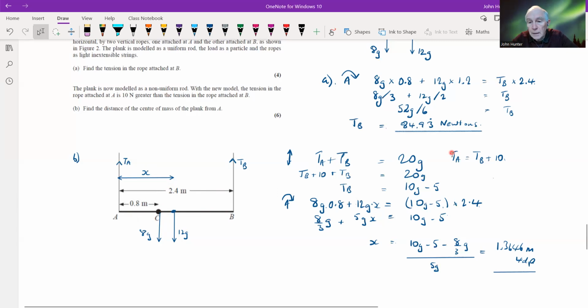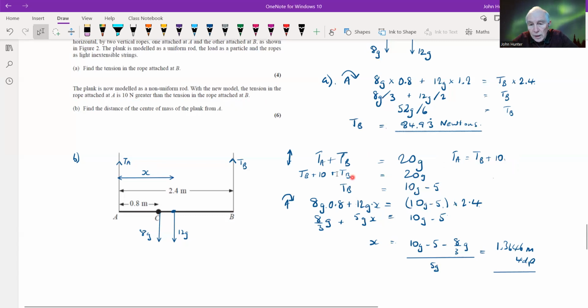Moreover, it says in the question, the tension in the rope attached to A is 10 newtons greater than the tension in the rope attached at B. So TA is therefore equal to TB plus 10. TA is the bigger one, isn't it? The rope attached to A is 10 greater than B. So TA equals TB plus 10.